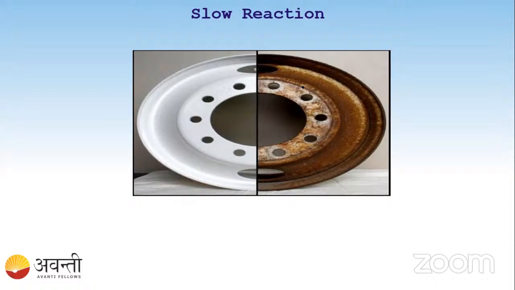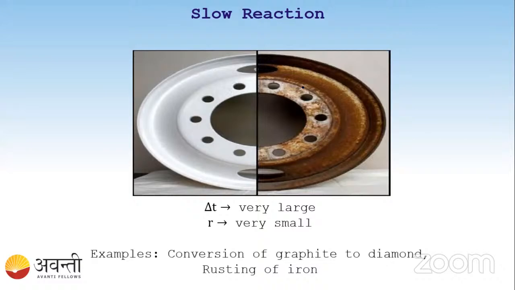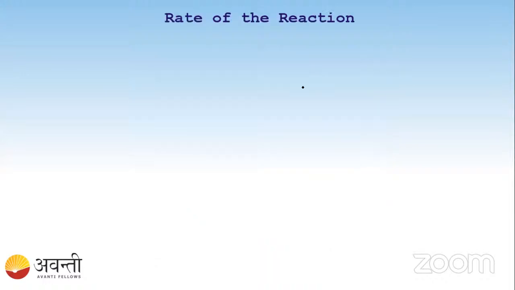Other than rusting of iron, some of you were asking for a few more examples, like graphite converting into diamond. That is the reason why diamond is costly. If you take graphite, even if generations pass you will not see diamond, because it will take a very long time. So conversion of graphite to diamond and rusting of iron are some of these slow reactions. But our major point is the moderate reaction.